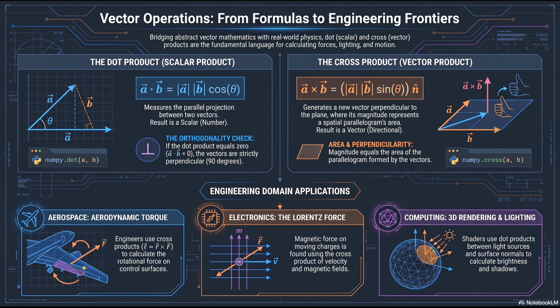And to calculate that torque, which is represented by the Greek letter tau, engineers use the exact cross-product equation we just unpacked. Yes, they do. Torque equals the radial distance vector crossed with the applied aerodynamic force vector. The interaction of those two things generates a perpendicular axis of rotation.